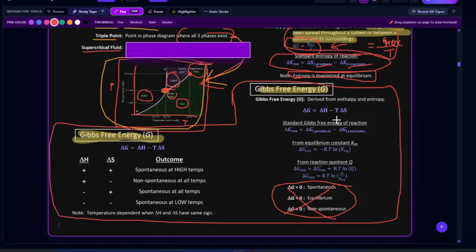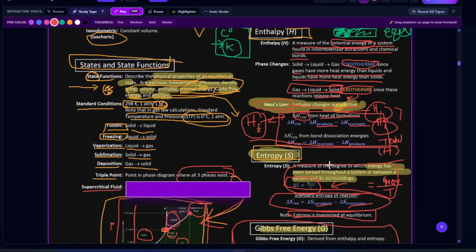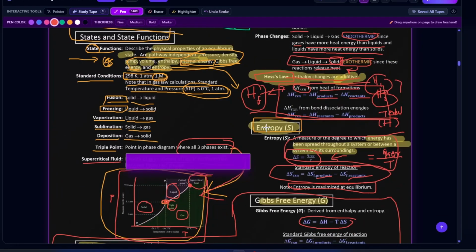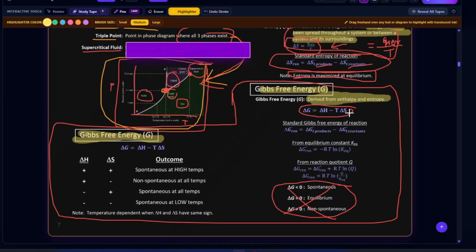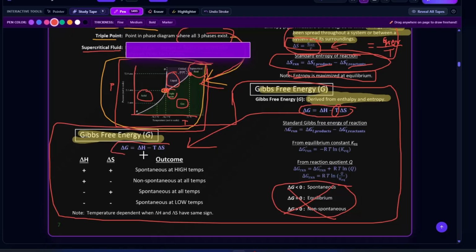One thing you want to understand is this formula here. Once you understand enthalpy and entropy, delta G is derived from enthalpy and entropy, and it also takes temperature into consideration. So now we need to understand this equation a little bit more, and it's written again twice over here as well.